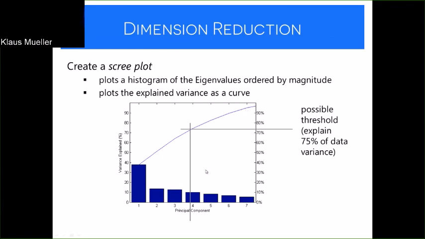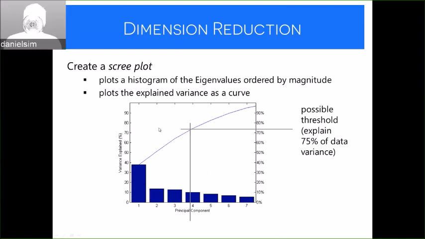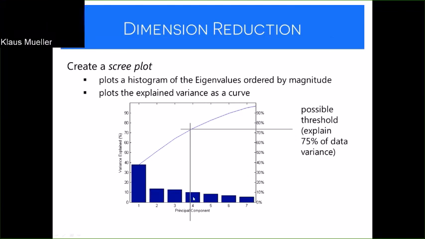I can take any threshold here. Say I want to explain 75% of my variance. Then I need to maintain 4 of my eigenvectors: 1, 2, 3, 4. If I want to explain more variance, I have to keep more eigenvectors. If I want to keep 100%, I have to keep all of them. So that's a nice visualization of the variance you can keep and the trade-offs you can make by keeping more or fewer principal components. The scree plot is a very important visualization when you deal with principal components.